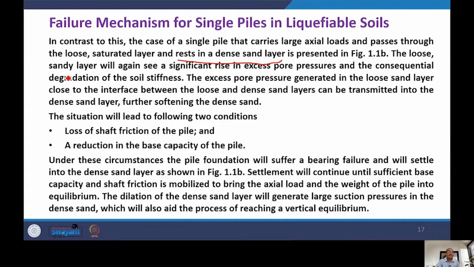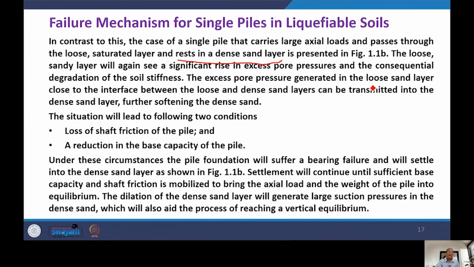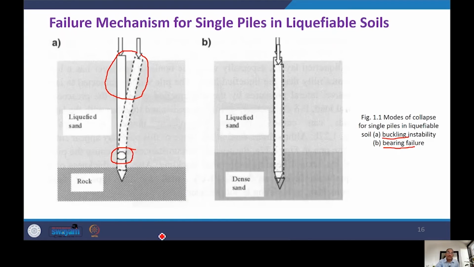The loose sandy layer will again see a significant rise in excess pore pressure and degradation of soil stiffness. So when there is a liquefaction, there will be an increase in pore water pressure as well as degradation of the material. This excess pore water pressure generated is close to the interface between the loose and dense sand layers and is transmitted to the dense sand layer. So the issue is that the effect of this liquefaction will penetrate the dense sand layer also, at the junction.